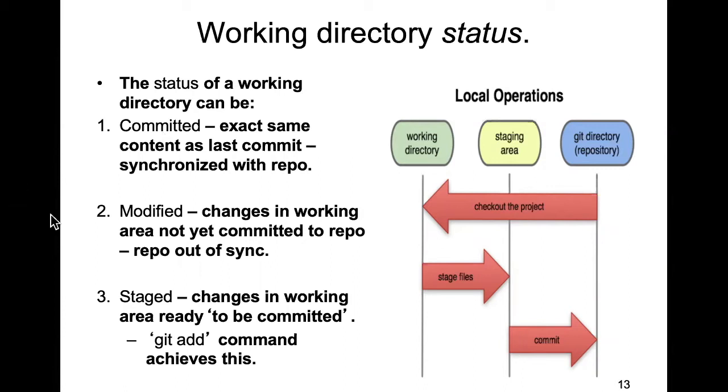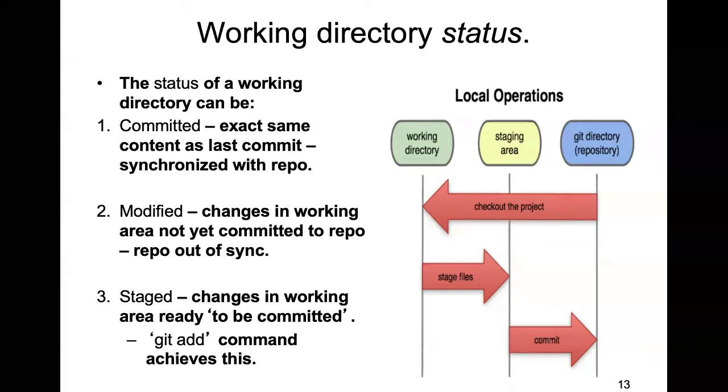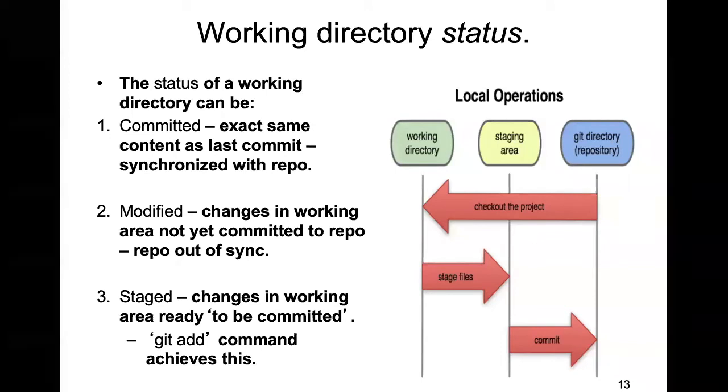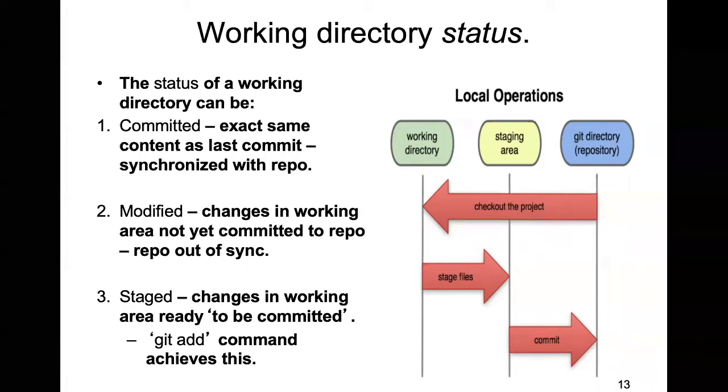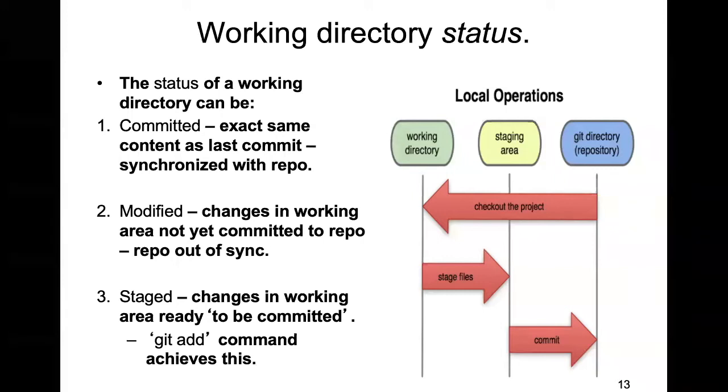The second possibility we're calling the modified state. What that means is you've made a commit to the repository, and then subsequently you modified some files, maybe created some new files. So now we would say that the working directory is in a modified state. In other words, the Git repository and the working directory are no longer in sync. The Git repository is slightly behind.